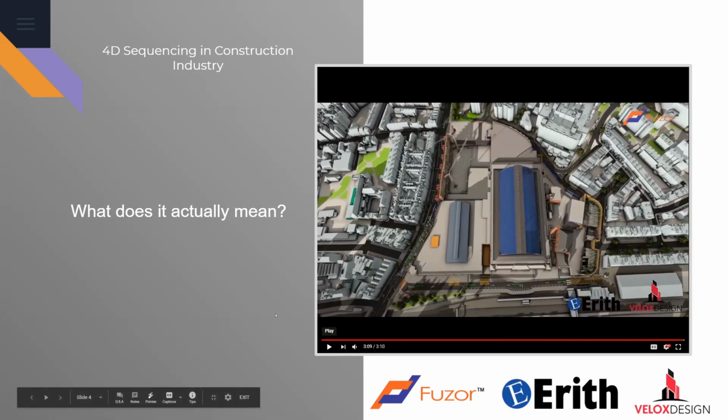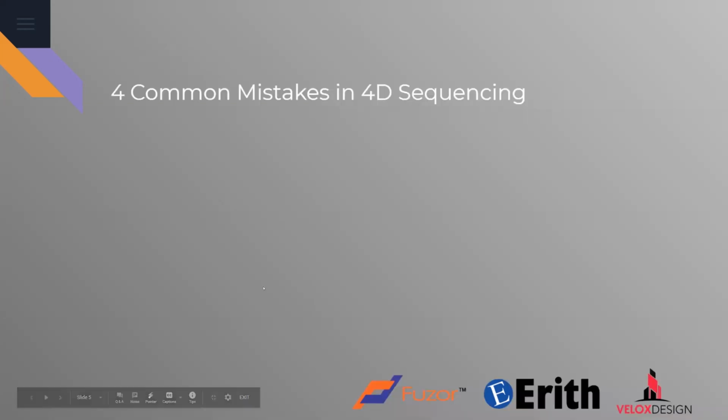Alright, and now let's move onwards. I would like to start talking about the four common mistakes that I found are frequently made in 4D sequencing today. The first one: it's a one man's job. It's dumping the method statements and Asta programs, and waiting for just one person to model, read the program, read the method statements, and then create the 4D sequence by himself, expecting him to complete everything perfectly from the first trial. It is a bit too much.